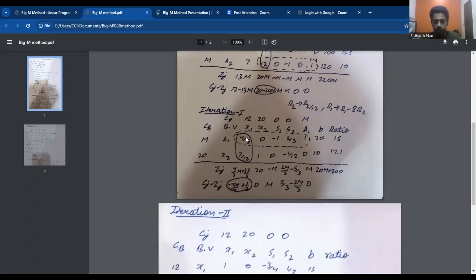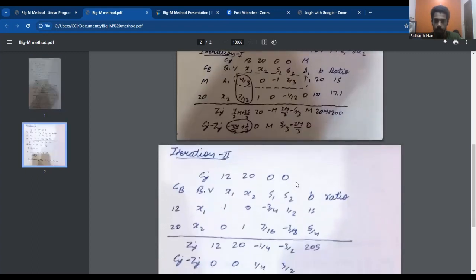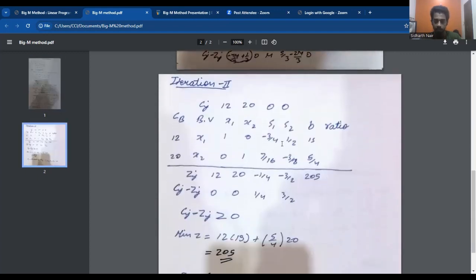Now we can see that x1 will replace a1, the artificial variable. Therefore, the column of a1 will be cancelled. We can see that in the next iteration, both a1 and a2 get removed. The basic variables have become x1 and x2. And if we follow similar steps, we can find that cj minus zj are all positive or equal to 0, which is exactly the condition that we require for our iteration to stop.